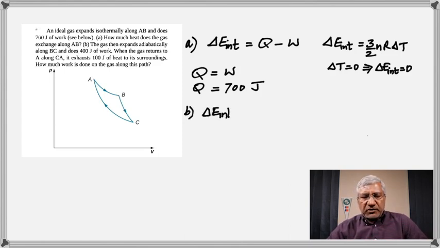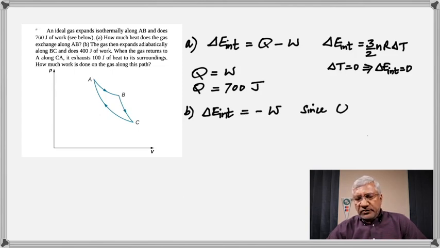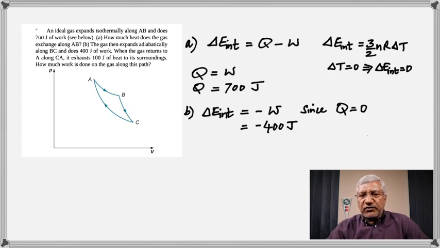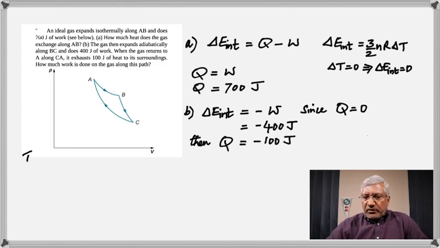Now it's an adiabatic expansion, and it says it does 400 joules of work. So because it's adiabatic, remember that change in internal energy is there, but Q is 0. And that's why we get the change in internal energy is negative of the work. Just from here, if you put Q equal to 0, we get negative 400 joules. That is the change in internal energy. And therefore, Q is negative 100 joules.